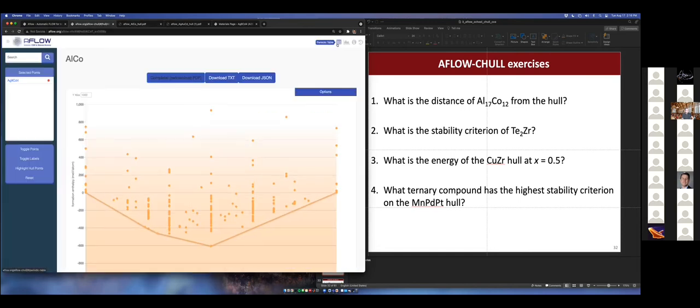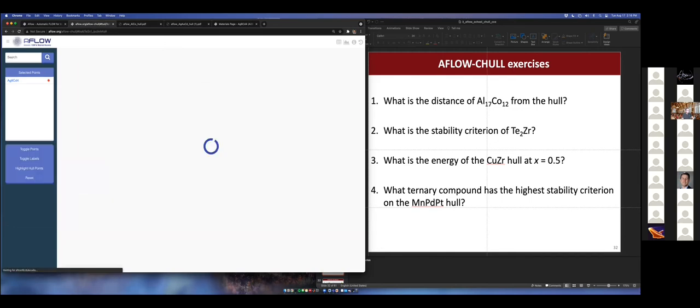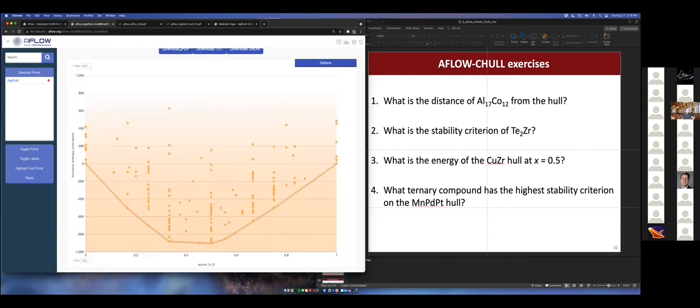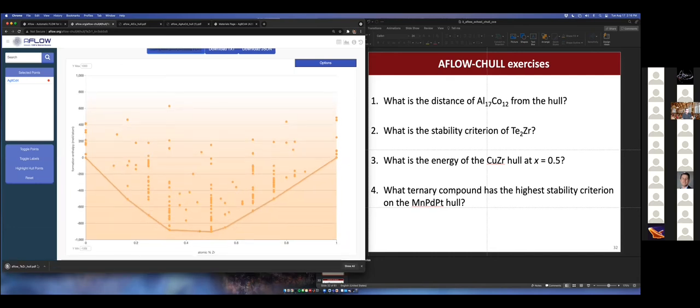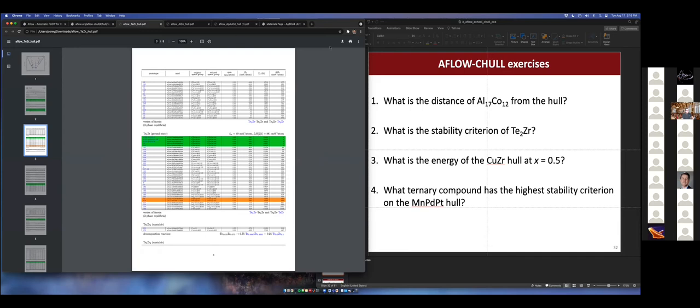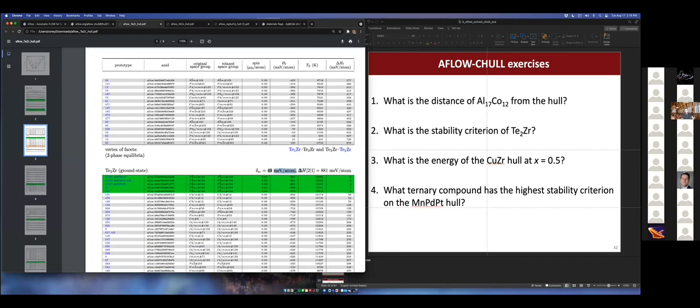The next question requires that we pull up the TeZr convex hull. We want to know what the stability criterion is for that compound. So I pull up the PDF and I'm looking for Te2Zr. It's right here. I can click on that. And the stability criterion for that compound is 49 MeV per atom. That's pretty large. It means it's a pretty stable point.